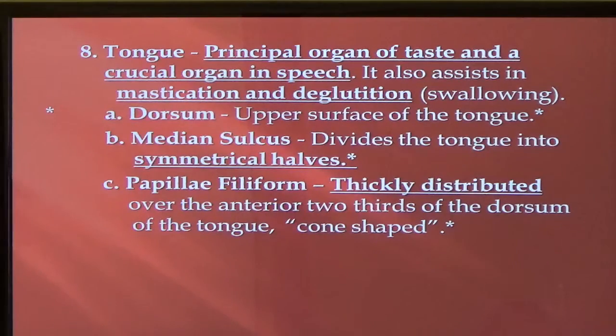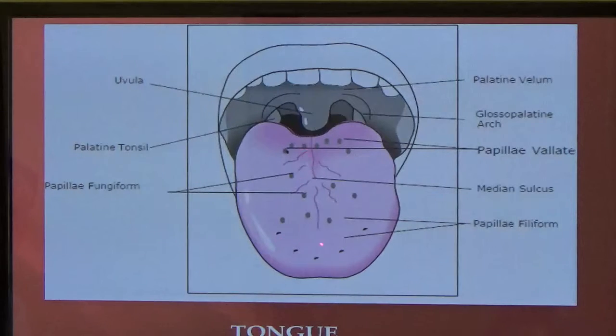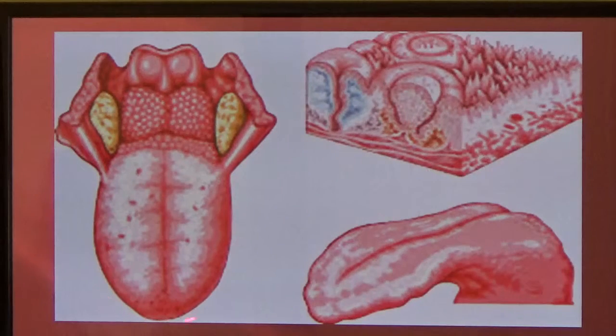Everybody calls them taste buds, but taste buds are actually all over the mouth. But the papilla filiform are thickly distributed over the anterior two-thirds of the dorsum of the tongue, and they're cone-shaped, okay? So when we look at the tongue, the papilla filiform are these buds in the front, up in front here. And again, these are filiform papilla.